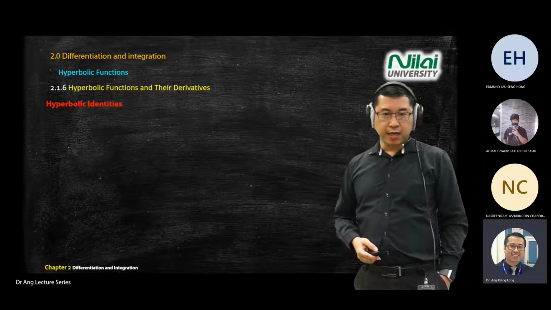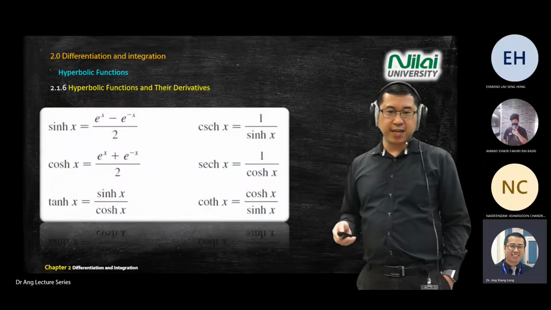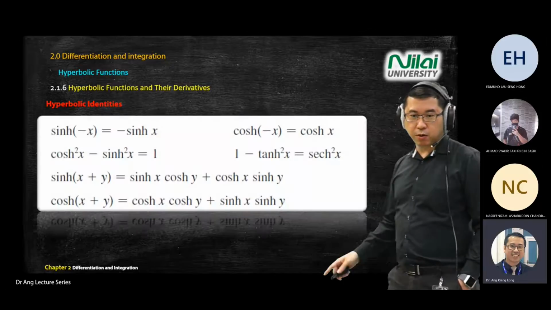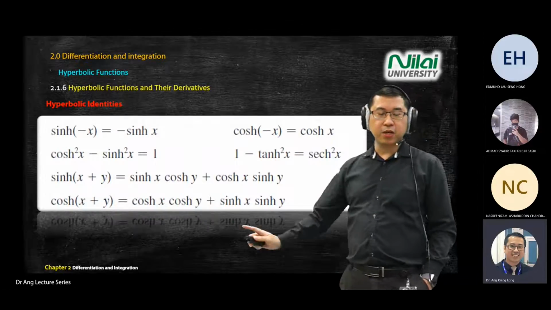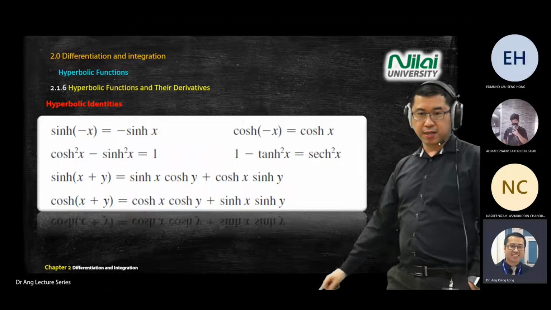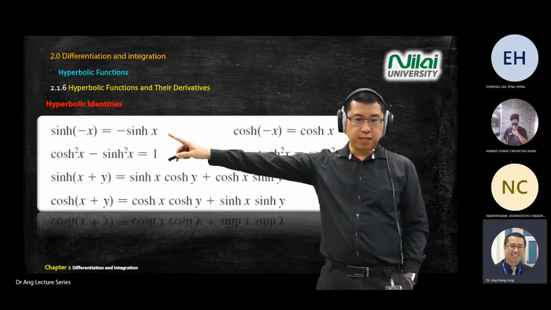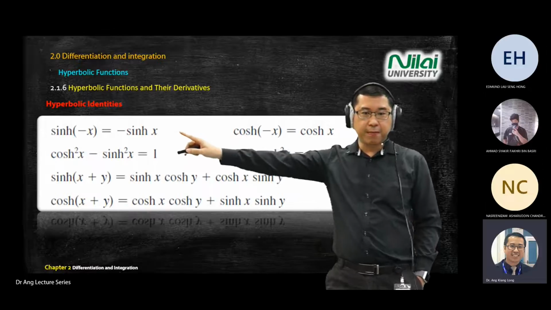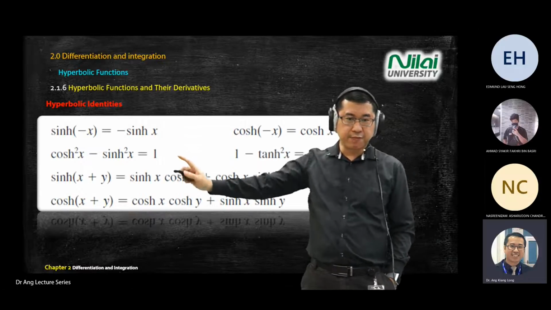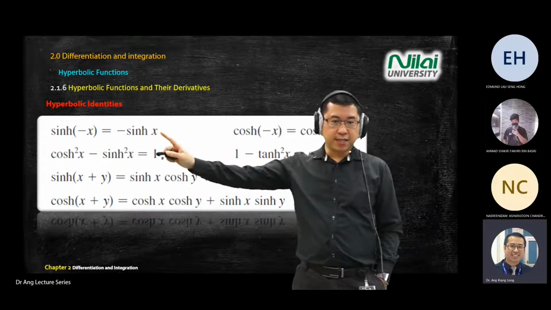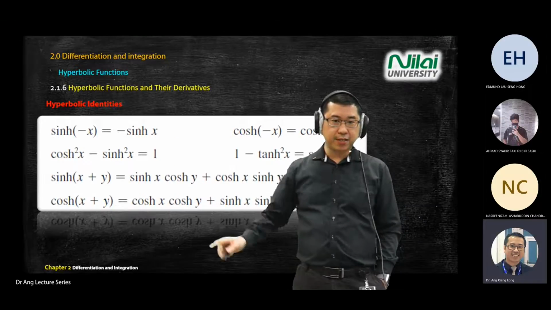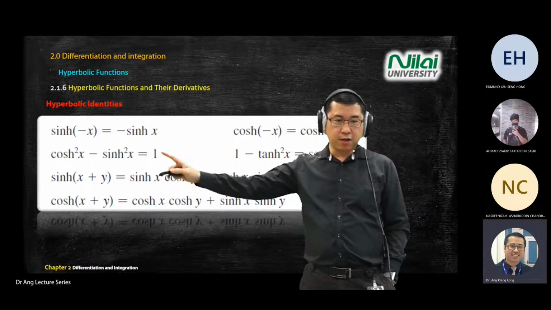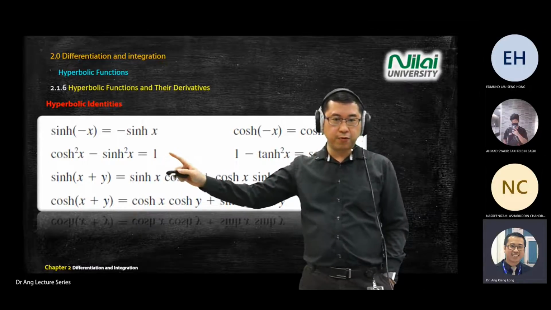So this one is one table. Another table is this one. We call it hyperbolic identities. Also another 6 equations for you to simplify. So for example, if you see the first one, this is for hyperbolic: sinh of negative x, you can write as negative sinh x. If you're seeing cosh squared minus sinh squared, both equal 1.